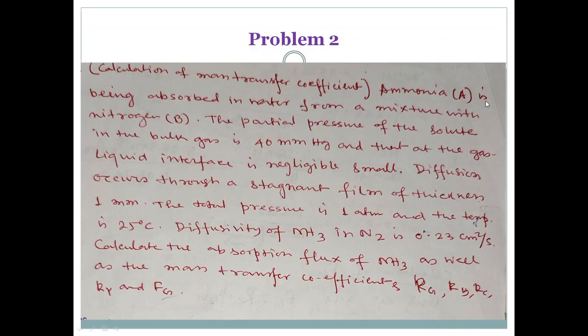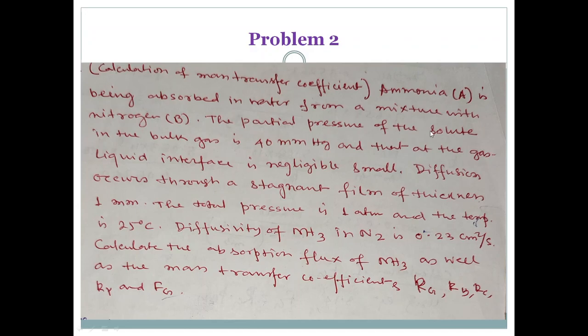Ammonia A is being absorbed in water from a mixture with nitrogen. So ammonia is getting absorbed from the gas phase to the liquid phase. The gas phase is ammonia and nitrogen, A and B, and now ammonia is getting absorbed in water. So in this case nitrogen is non-diffusing to water. This is the case of diffusion of A through non-diffusing B.